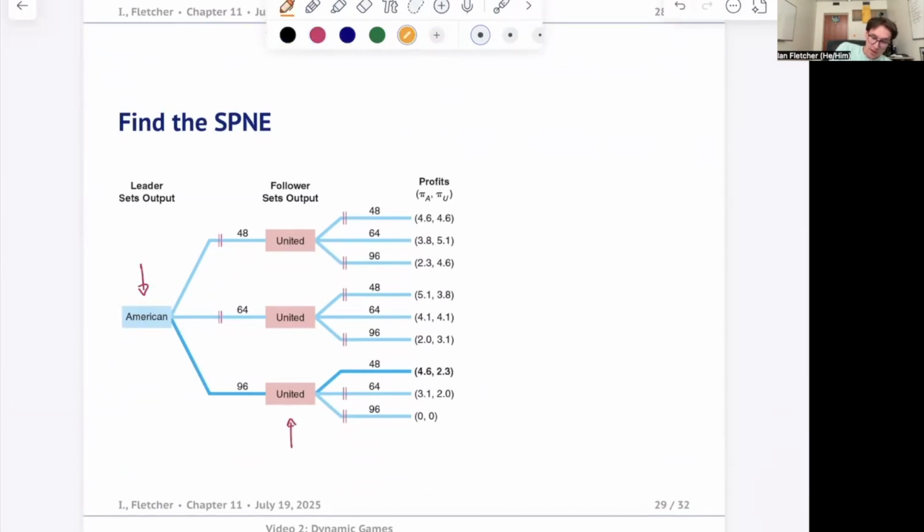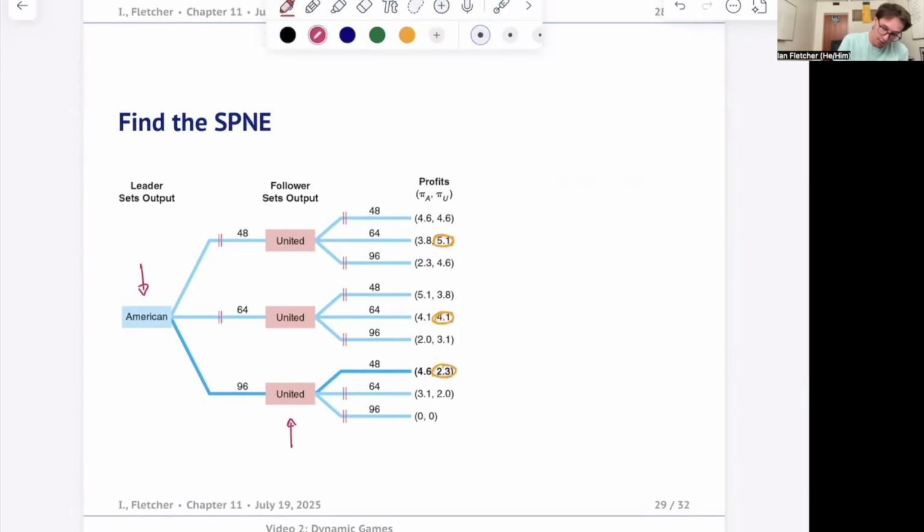Well, let's first look at the payoffs for United first, right? So suppose that American is going to perform at 48. Then United is going to pick 5.1. Suppose that American is going to pick 64, then United is going to pick 4.1. Suppose that American is going to pick 96. Well, then that means that United is going to pick 2.3.